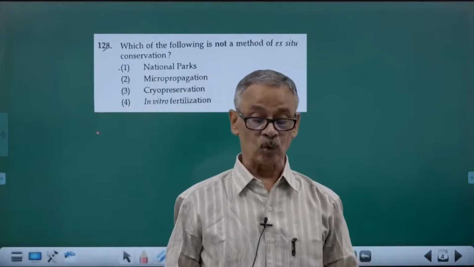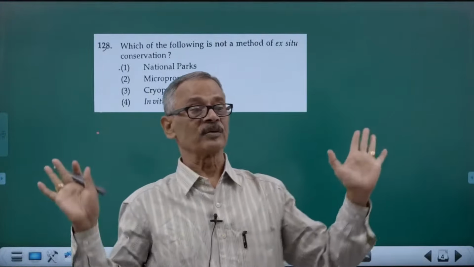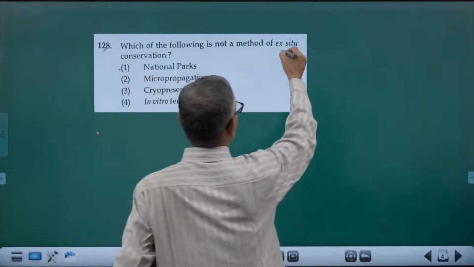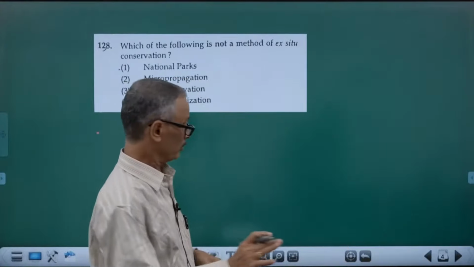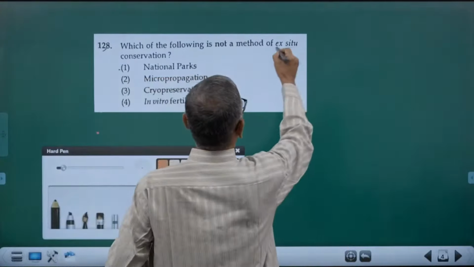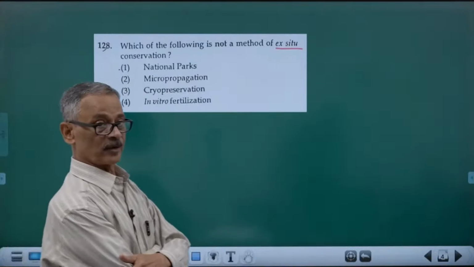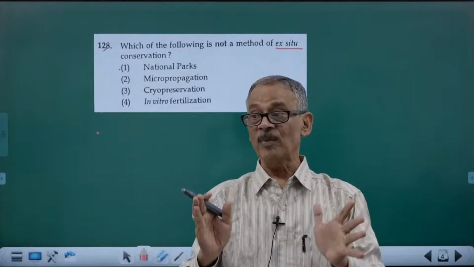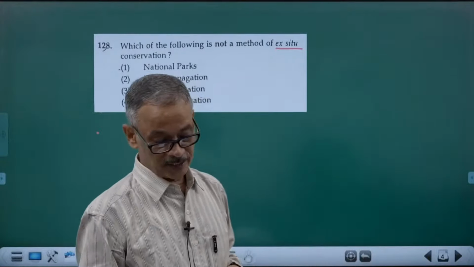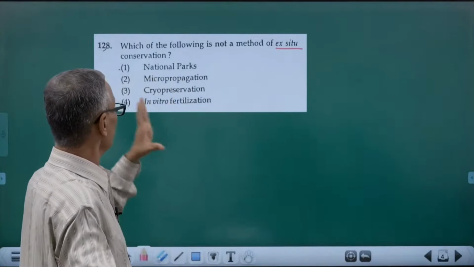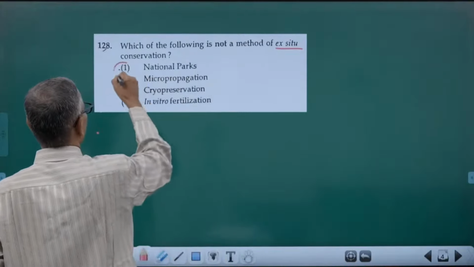What is ex situ conservation? Out of the native, original place. That is the meaning of ex situ. In situ means in their original natural habitat. Okay. National parks are created for protecting plants and animals of a particular area. So, these are all created in their original place, in their native place. It is not ex situ, it is in situ.